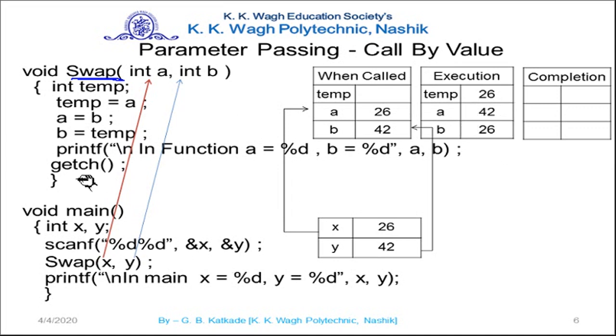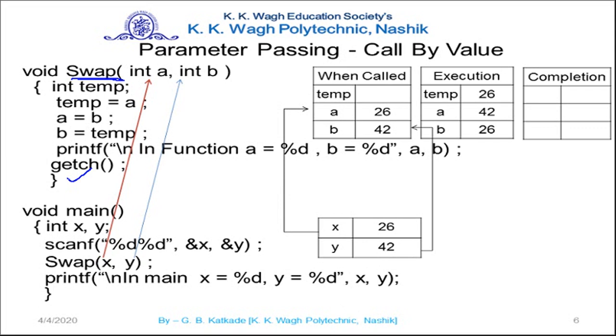Now when we complete the execution of the function, the execution will come back to the main program. When it comes back to the main function, all the variables here, temp, a and b, will be removed from the memory and will not be available. So we are using the values of x and y in the function swap, and after completion these values are not available for main, or there is no update done to the values of x and y. The x and y originally remain as they are, 26 and 42.